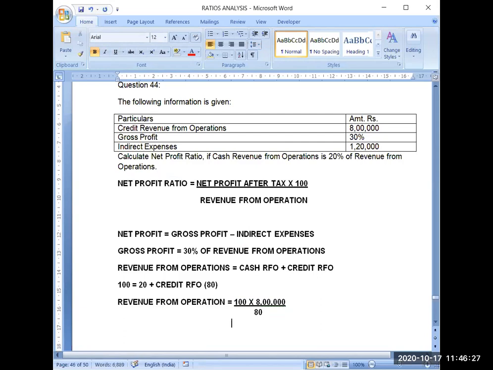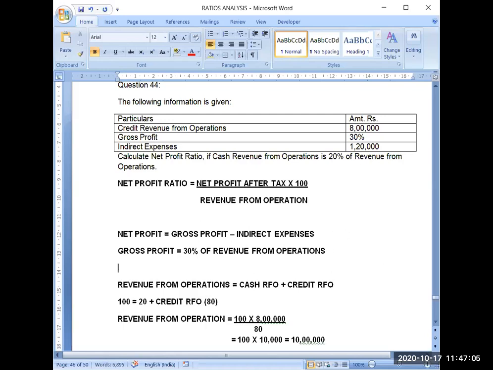Now if you will solve it and you will divide 8 lakh by 80, it will be 10,000. So your revenue from operation will be equal to 100 multiplied by 10,000. And this number will be again equal to 10 lakh. So now this way we have got our revenue from operation. And now we can easily calculate gross profit.